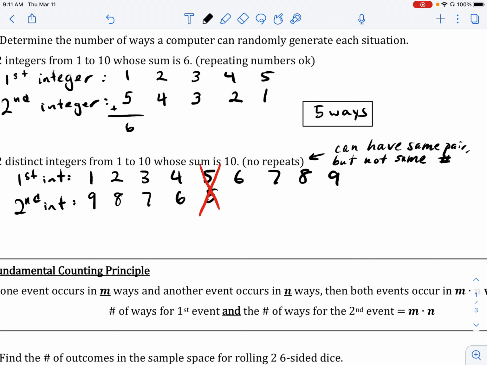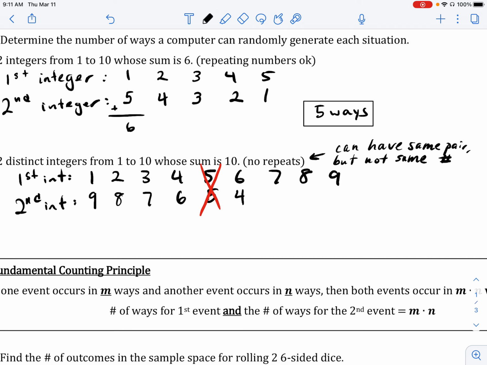We can have a 6 and a 4. Again, we're going to treat that differently from a 4 and a 6, because in that case the first integer was 4, and in this instance the first integer is 6. We have 3, 2, and 1. So how many ways do we have here? We have a total of 8 different ways that this can happen.